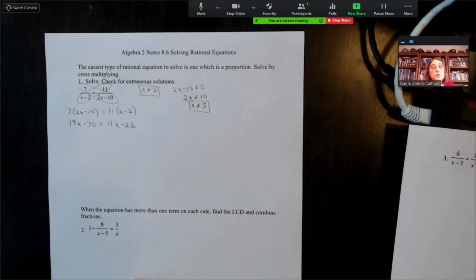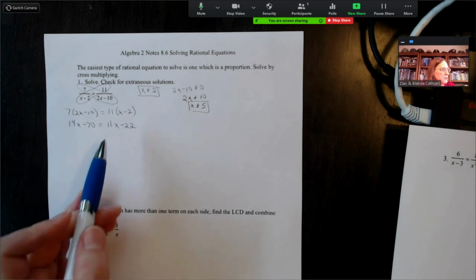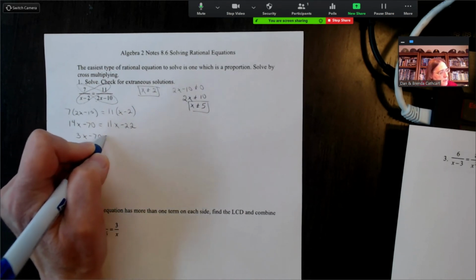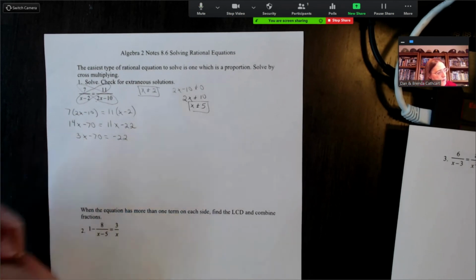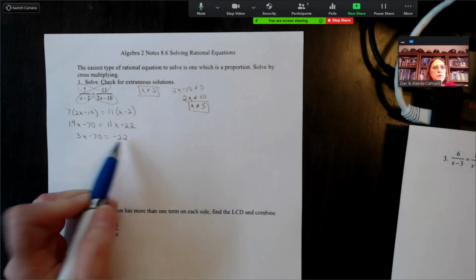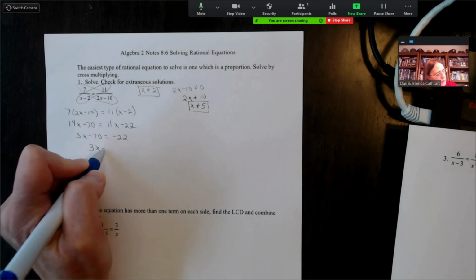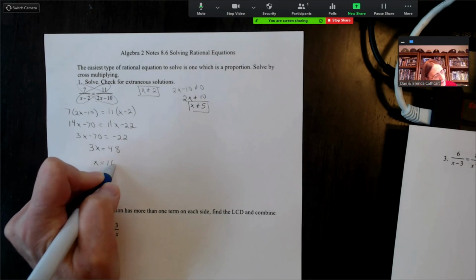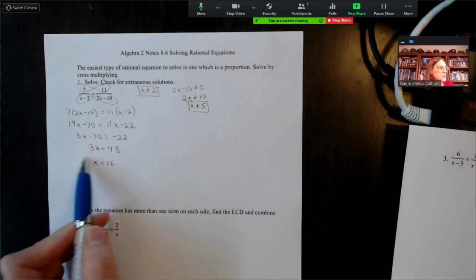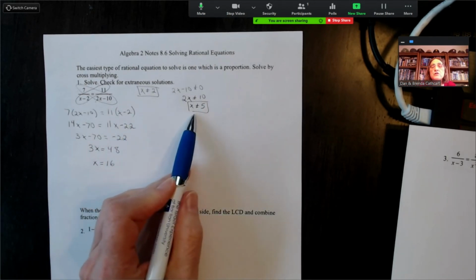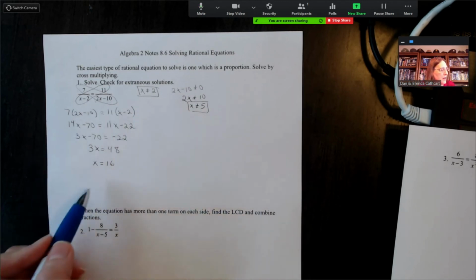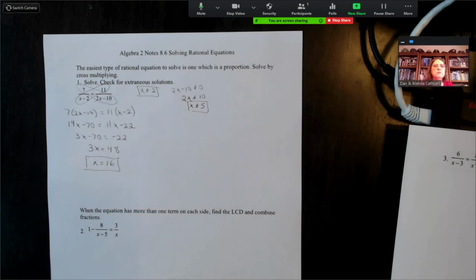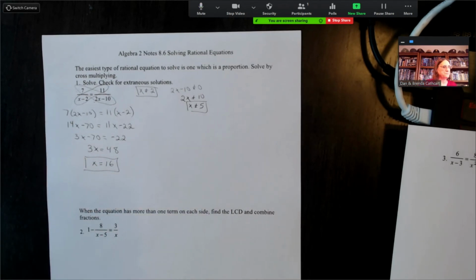Now we have just a simple linear equation that needs to be solved. We're going to subtract 11x from both sides to get 3x minus 70 equals negative 22. And then we're going to add 70 to both sides, so we get 3x equals 48. Finally, dividing both sides by 3, we get x equals 16. We take our solution and we check it against our restricted values for x. It's not one of those, so x equals 16 is our solution to that rational equation.